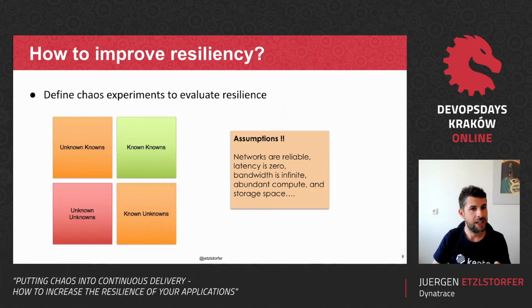You need to define some kind of chaos experiments, what you actually want to evaluate. Usually, when we are developing software, we work with the assumptions that the network is reliable, the latency of the network is 0, and our bandwidth is infinite. By introducing chaos into CD pipelines, we can break these assumptions and work with real-world scenarios.